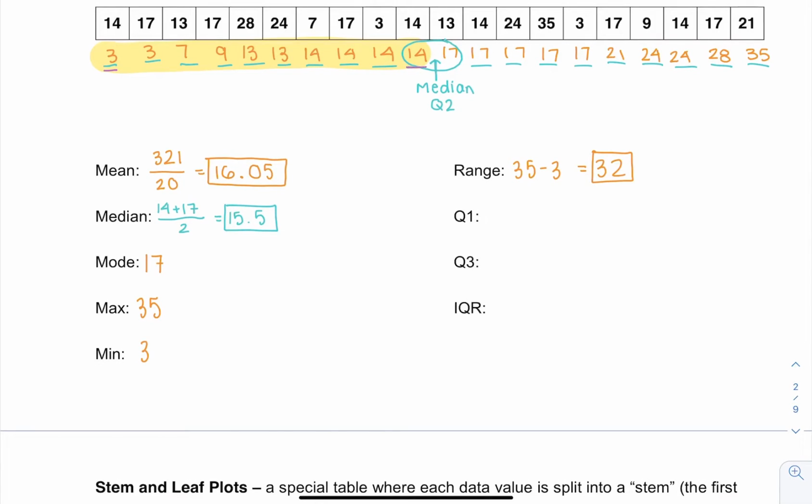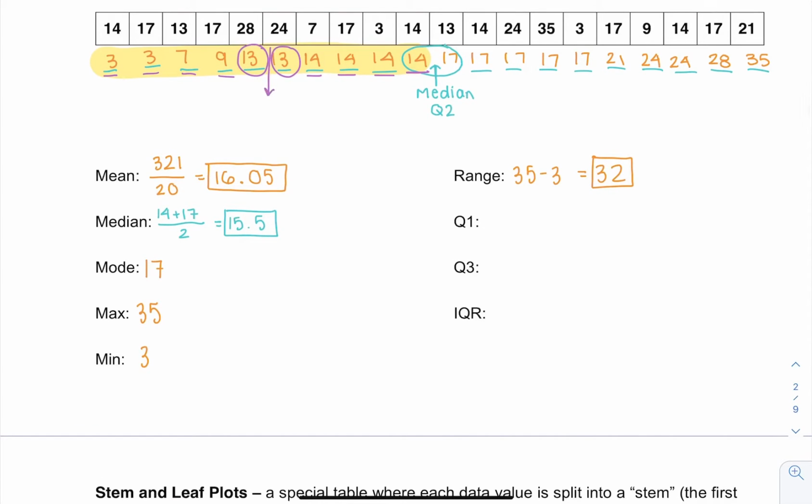Now I'm going to cross off this 14 at the top. Then I do 3 and 14, 7 and 14, 9 and 14. And now notice I have two numbers in the middle. Luckily, they're the same number, so my Q1 falls right here, and it is 13.